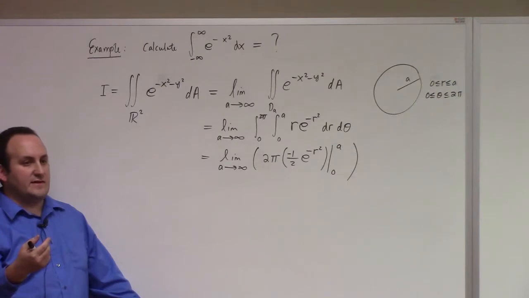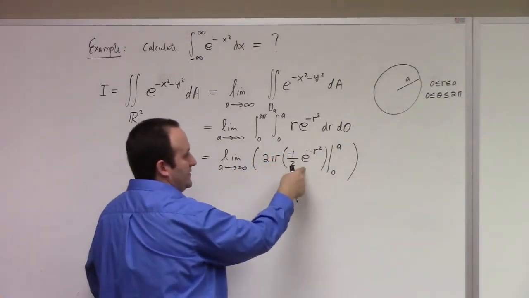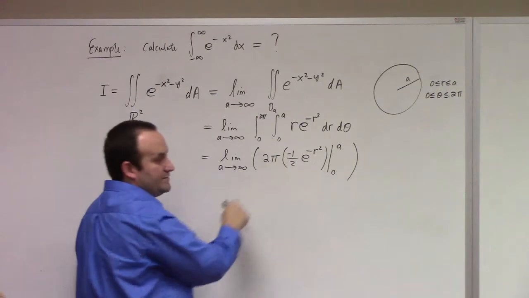Derivative of the inside function gives you minus 2r. Pretty sure it works, right? Agree, disagree? This step right here, I integrated. The theta I just integrated to 2 pi. Follow that?